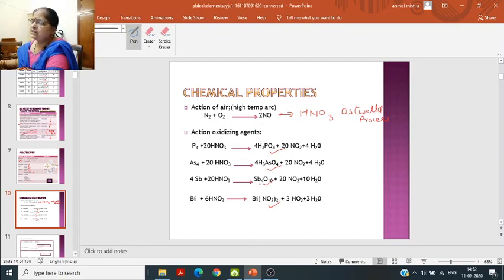All these elements, when combined with nitric acid, give the common products nitrogen dioxide and water. So you can remember: phosphorus to phosphoric acid, arsenic to arsenic acid, antimony to antimony oxide, and bismuth to bismuth nitrate. And the common byproducts in all these reactions are nitrogen dioxide and water.